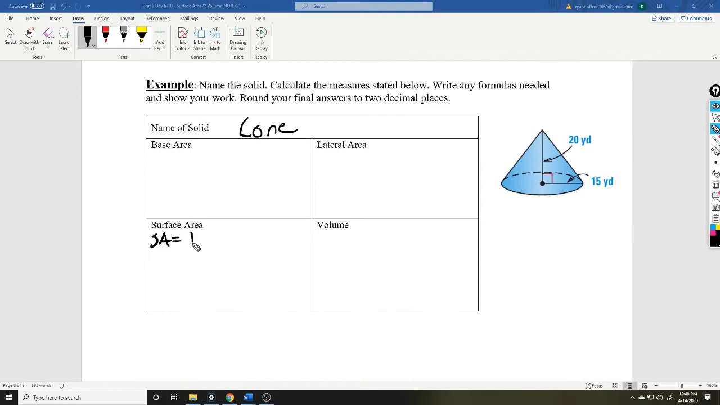Surface area equals area of the base plus 1/2 the circumference, now instead of perimeter, times the slant height. And then volume, 1/3 area of the base times the height. Just like I did with the cylinders, I'm going to keep it in terms of pi until the very end of the problem. Some of the problems on the Pearson assignment will ask you in terms of pi, some of them will ask you to round. It should say right beneath the answer box something like, leave your answer in terms of pi, or round your answer to 2 decimal places. So keep an eye on that.